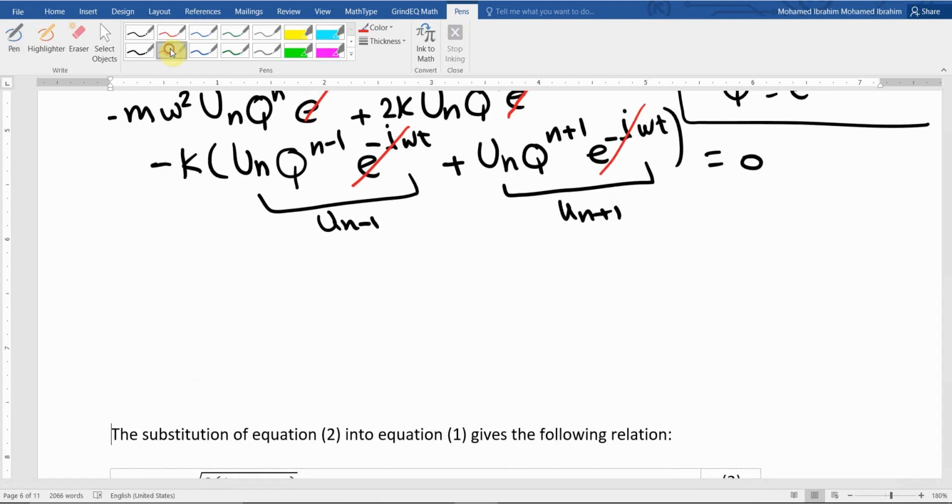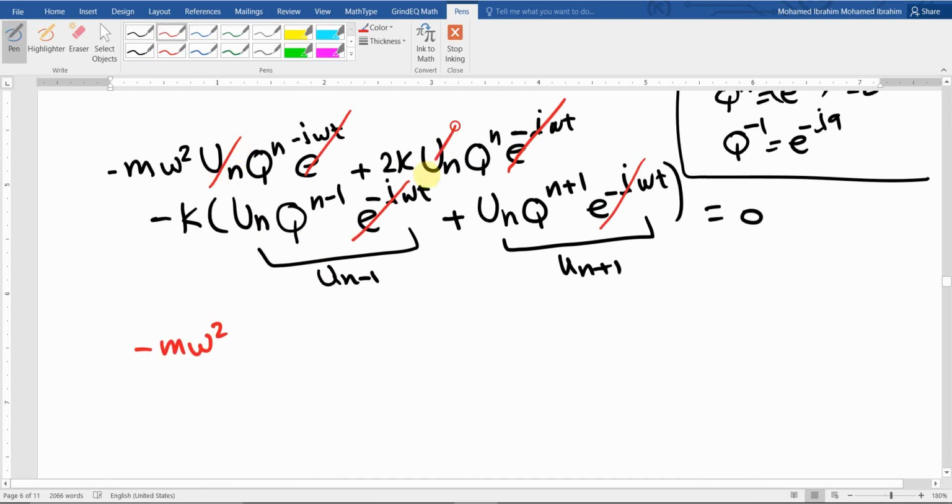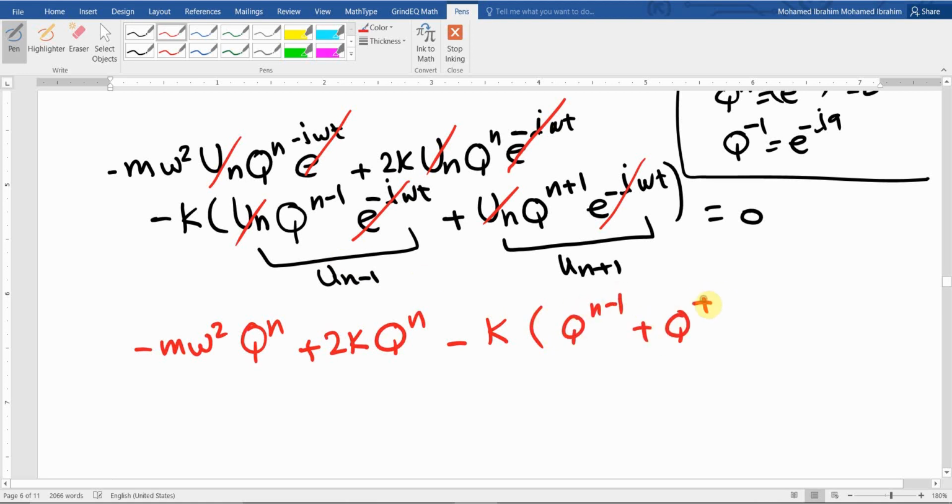Let me use another pen. -m omega square. Also, we can get rid of the un, because there is a common factor, so we can remove this amplitude. I'm just going to write the equation again in terms of Q: plus the 2k Qn, and we do have here -k times the Qn -1 plus Qn +1 equals 0.